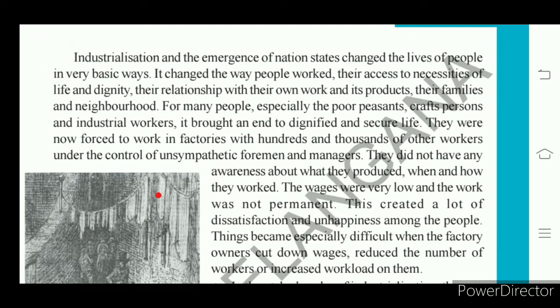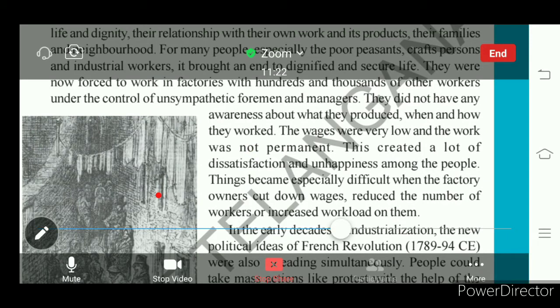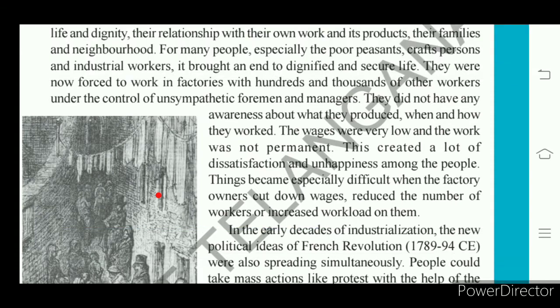They worked under the unsympathetic foreman, and they did not have any awareness of whatever they produced, or when and how they worked. The wages of the workers were also very low in industries, and the work was not permanent. That created a lot of unhappiness and dissatisfaction among the workers. How can workers feel happy when their work is not permanent, when there is no security of the job? They were in fear that at any time they might be terminated from work. That created a lot of unhappiness and dissatisfaction in the minds of the people. In addition to that, their wages were very low.